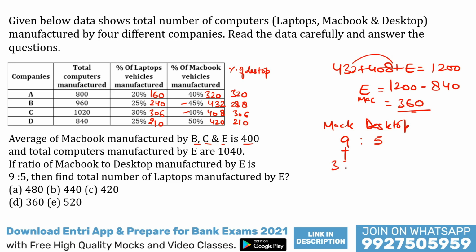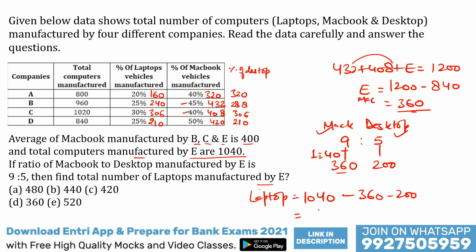So if 9 is equal to 360, then 1 unit will be equal to obviously 40, so 5 units will be equal to 200. So we have the desktop manufactured by E, the MacBook manufactured by E, and the total number of laptops we can find out. And how we can find out? Because total computers manufactured by E is 1040. So guys, laptops we can easily find out how? By subtracting this 360 and 200 from 1040, obviously.